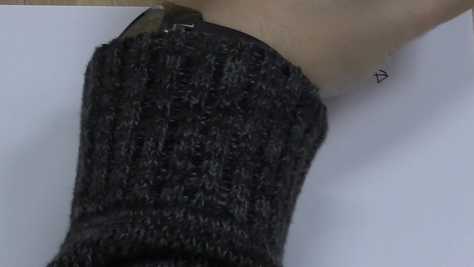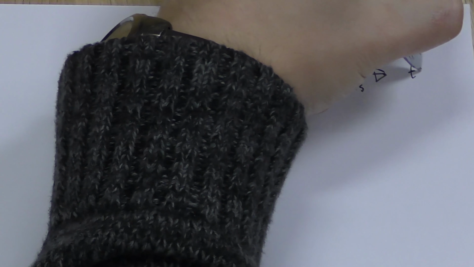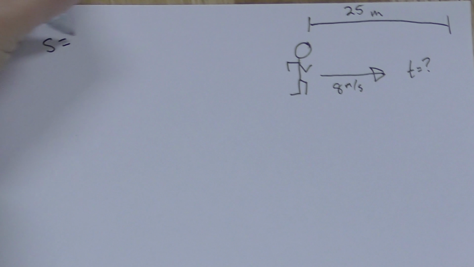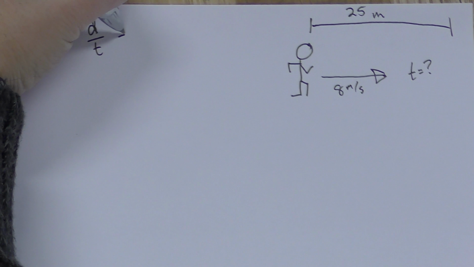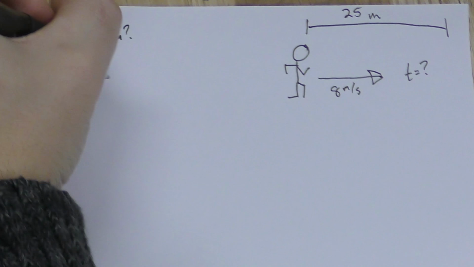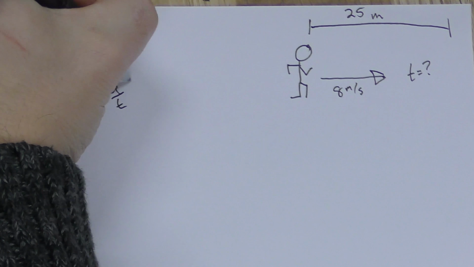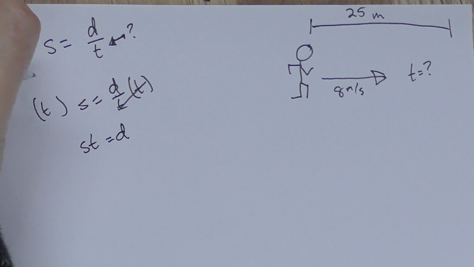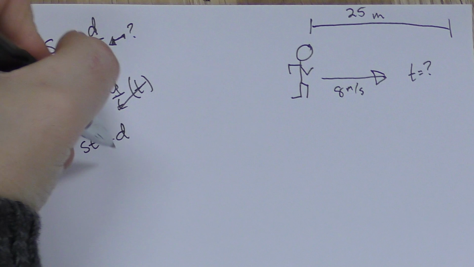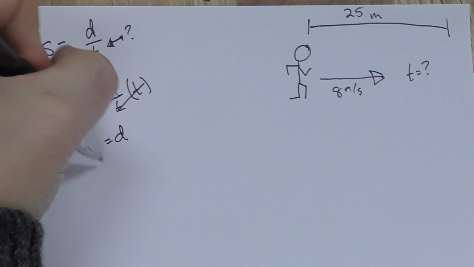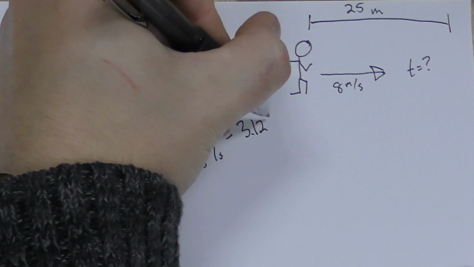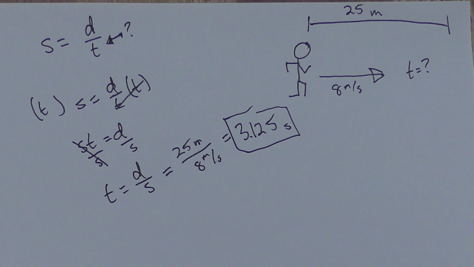Let's look at an example problem. Let's say that a track runner runs 25 meters at 8 meters per second. How long will it take for him to reach the finish line? Well, we know that speed is equal to distance over time. We can get time out of the denominator by multiplying it on both sides. If we do this, we get d equals s times t, but we still don't have t by itself. So if we divide both sides by s, we'll get an answer of 3.125 seconds.